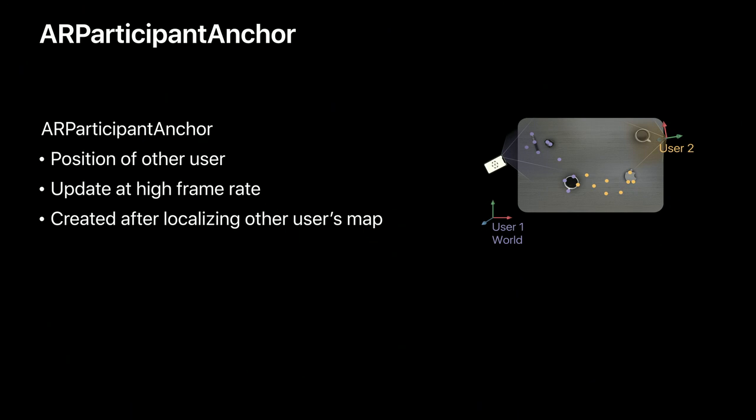This AR Participant Anchor is automatically created by your own AR session when it manages to localize itself against the other user's map, which means you can also use this AR participant anchor as an indication of the beginning of your shared AR experience. By using AR anchor and AR participant anchor, you can correctly visualize other users' 3D content in your own world coordinates. So that is how you would use collaboration in ARKit 3.